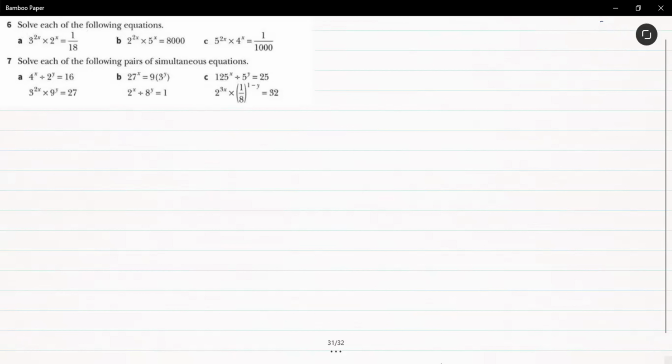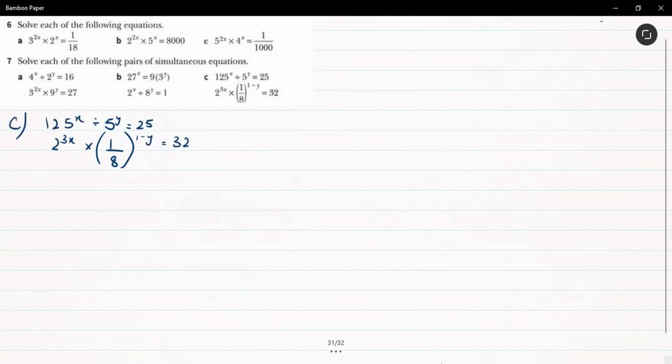Okay. For part C, we have two equations: 125 raised to power x divided by 5 raised to power y is equal to 25, and 2 raised to power 3x multiplied by 1 upon 8 raised to power 1 minus y is equal to 32.